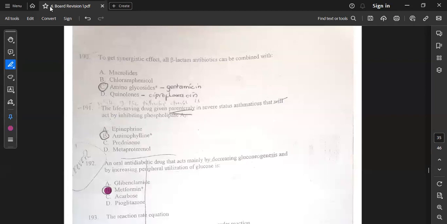Number 191. The life-saving drug given parenterally in severe status asthmaticus that will act by inhibiting phospholipase A2. Someone is saying prednisone. Aminophylline. Why prednisone then? Why are you saying prednisone?